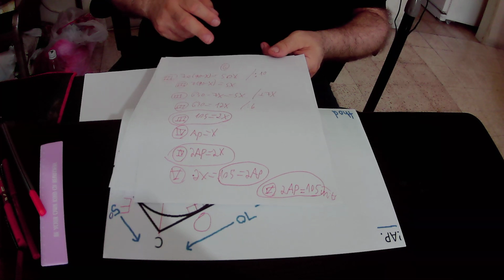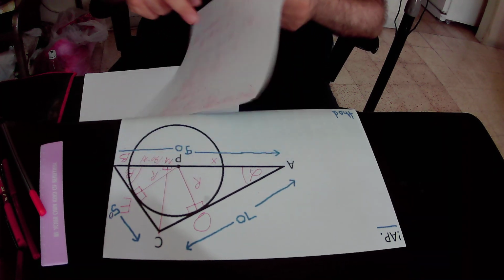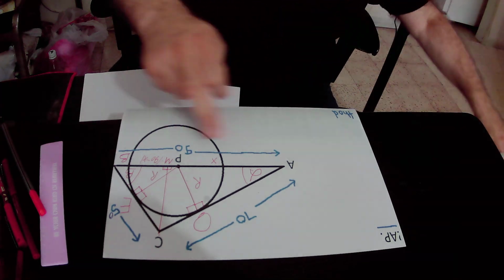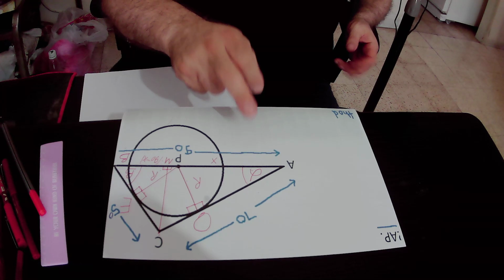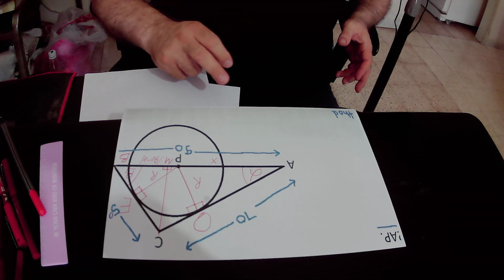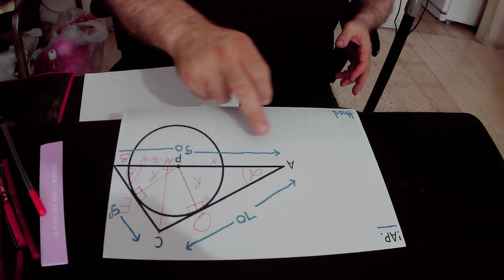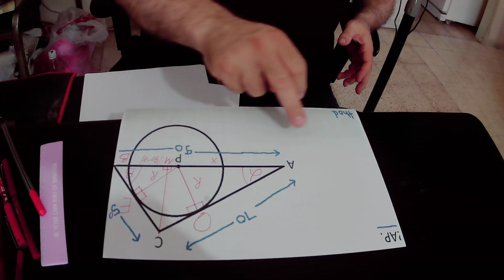answer to the question, that 2 times AP equals 105 units. And that is the answer to the question. The value of 2 times AP equals 105 units.